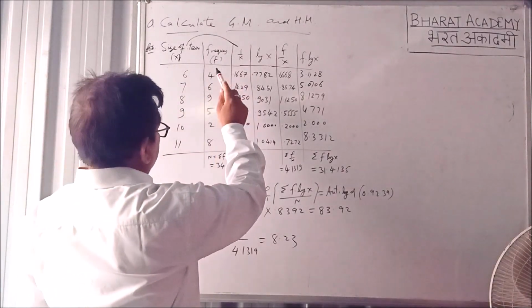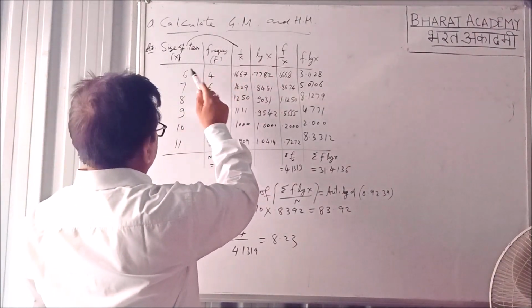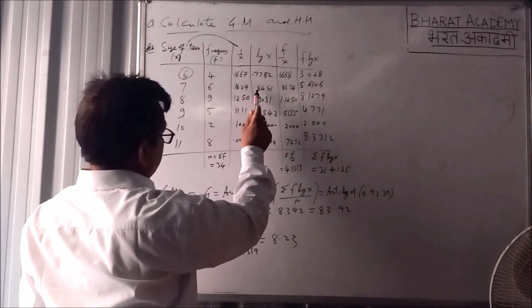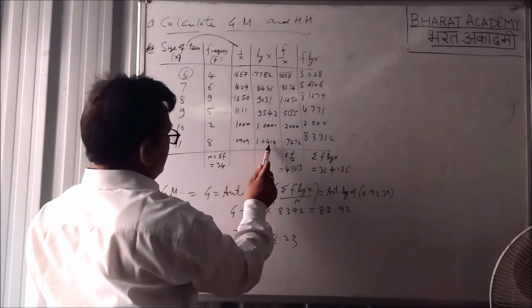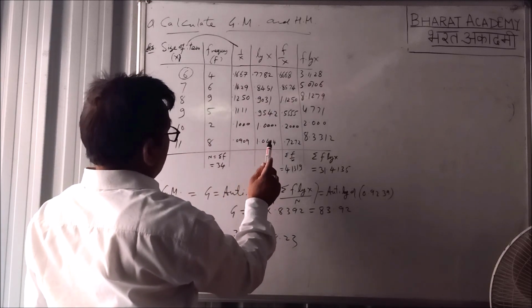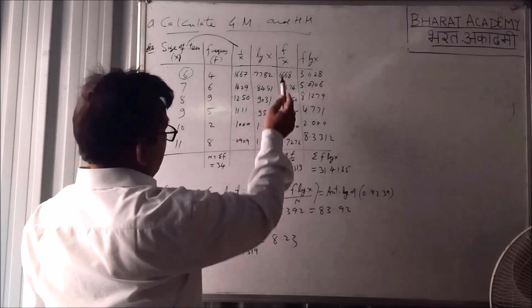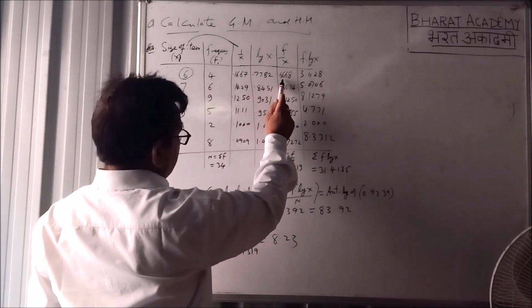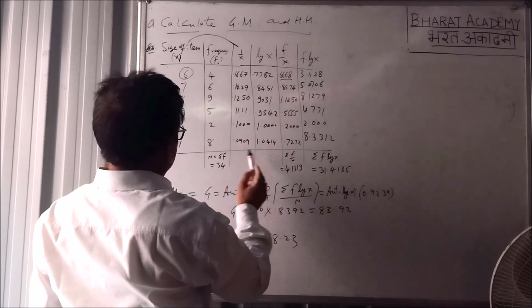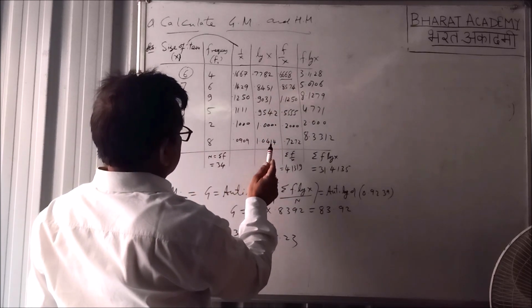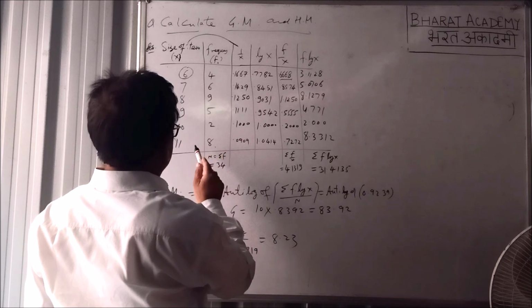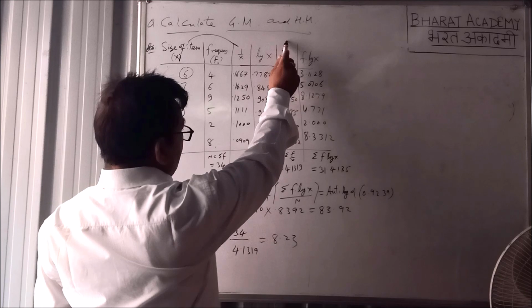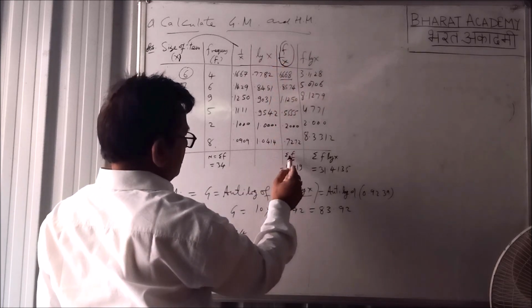Then log x, log of each value of x. Log 6 is 0.7782, log 7 is 0.845, log 11 is 1.0414, and next is f upon x. This is f, 4 upon 6, this is 0.6668, up to f upon x. This f is 8, and x is 11, 8 upon 11, this is 0.7272, and add all these values of f upon x, you will get summation f upon x.